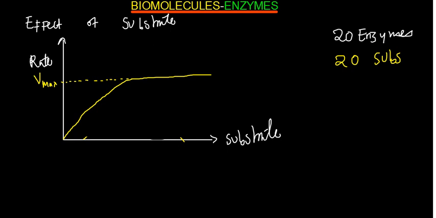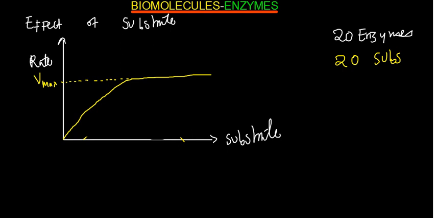So a point is reached, that is Vmax, which I've written there, when any further increase in substrate concentration will not produce any significant change in the rate of the reaction. This is so because at high substrate concentration, the active sites of the enzyme molecules at a given moment are saturated, or they are completely filled up. So all the active sites of the enzymes are completely filled up. So even when you add more substrates, that will make no change.